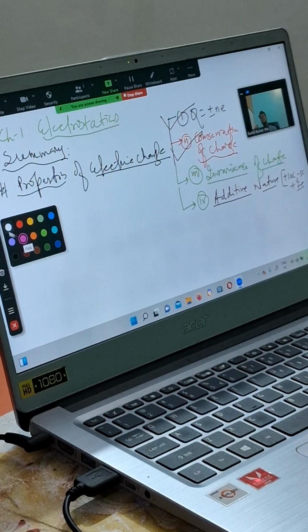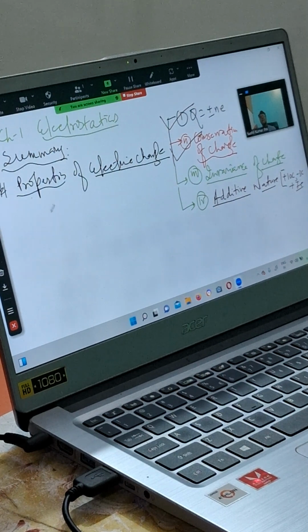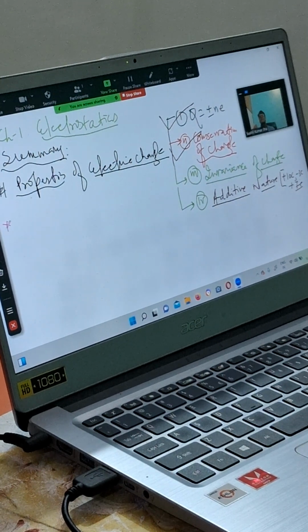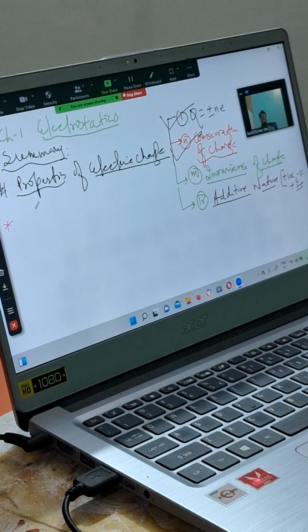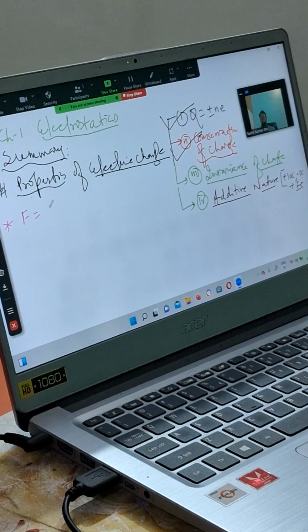Now if you look into another aspect of electrostatics, then all of you know that it starts with a law called Coulomb's law, which means F is equal to K Q1 Q2 upon R square.